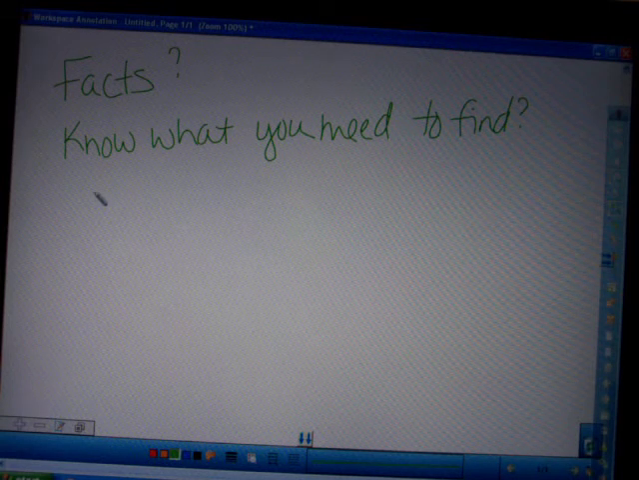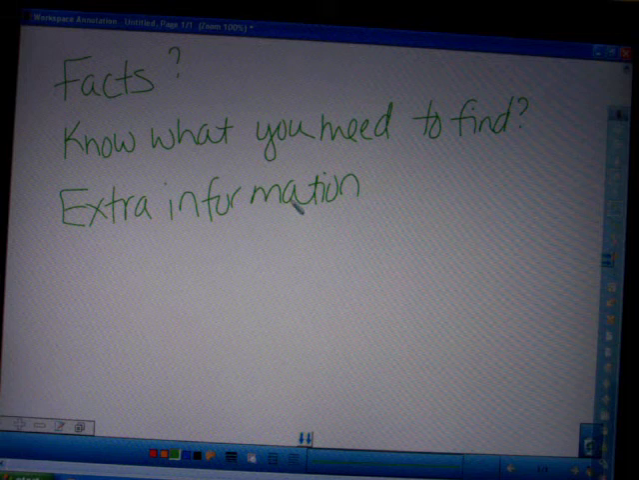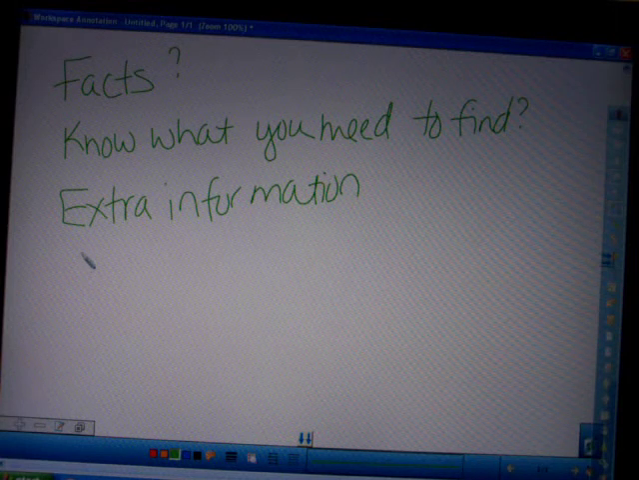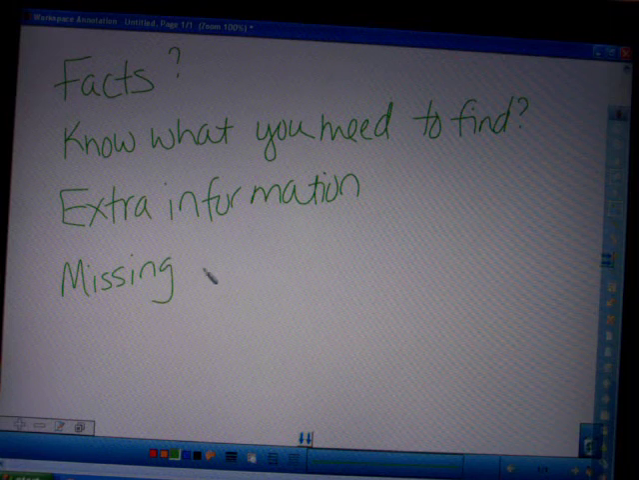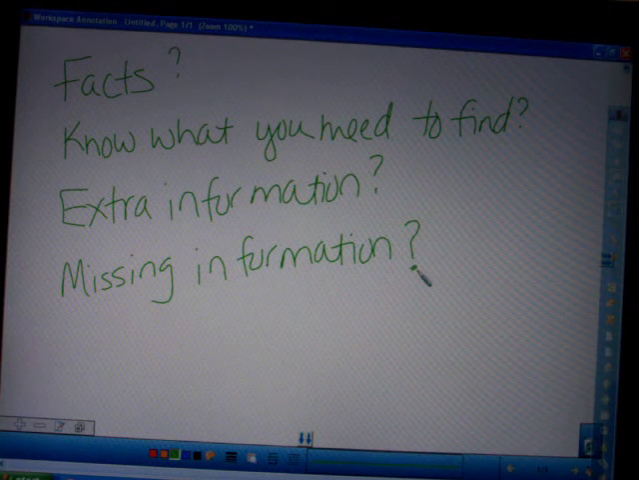Do you have any extra information? Going back to our other problem, extra information would be that the color of the books is blue. I mean, that doesn't have anything to do with solving the problem. And then, do you have any missing information? So when you go through and solve these, make sure you are identifying the extra information, and you're also taking time to identify the missing information.